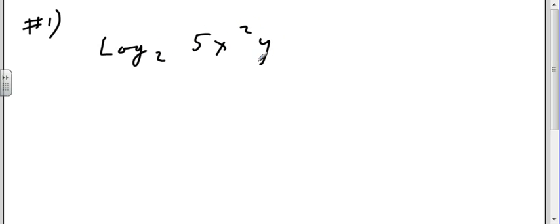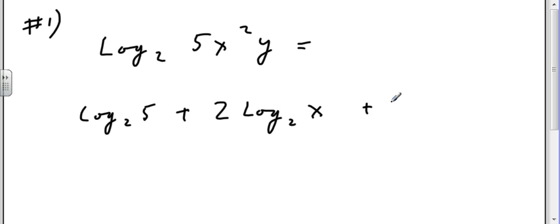Okay, so now we're going to do problem number 1. We're going to write the expression as a sum or differences of multiples of single logarithms. Now the instructions are written in English, right? 5x squared y. So we're going to say that this is log base 2 of 5 plus 2 log base 2 of x plus log base 2 of y. Okay, so all we did is the rule that says if I multiply them together, it's the same as adding, and the rule that says if I take an exponent, that's the same as multiplying. I apply that, and now all I have is sums and differences of multiples of a single log. All right. We'll look at number 3.